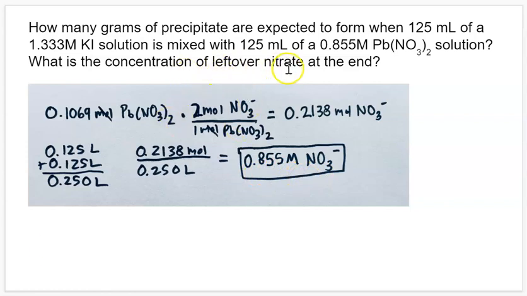And one quick note about this, we were looking for the concentration of leftover nitrate in this one, and nitrate happened to be the spectator ion, so none of it was consumed in the reaction. That's not always going to be the case. Sometimes the leftover ion that you're trying to find the concentration for will have been partially consumed to make the precipitate. So you will have to figure out how much of it is left in some cases, and then still divide that by the total volume. But that is all I have to say for this one, and I'll see you in the next video.